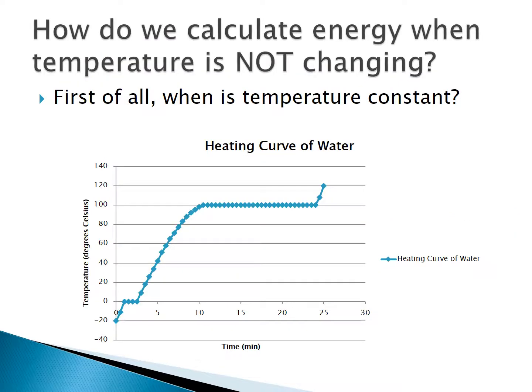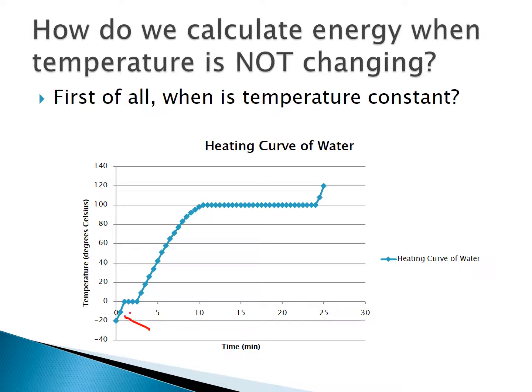Okay, now, we know how to calculate energy changes when temperature is changing, right? We can use Q equals mc delta T. But we also know that energy is involved when we don't actually see a temperature change. So I'm going to remind you of the heating curve of water that we learned about in Unit 1.